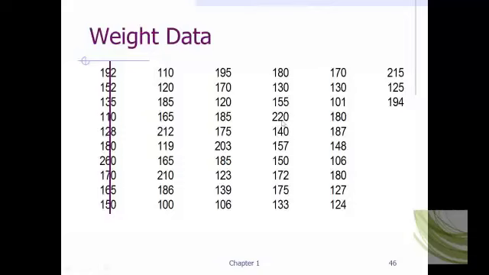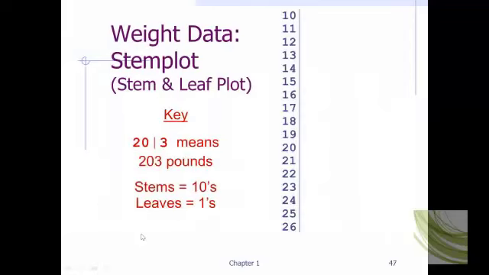I thought we had somebody that was 260, but I don't see him. Oh, there he is. Okay. So in other words, we have people who might be female gymnasts, and then we have a lineman for the football team. And we have everybody in between. So here we have our stems, and then we're going to look at our data, and we're going to fill in our leaves.